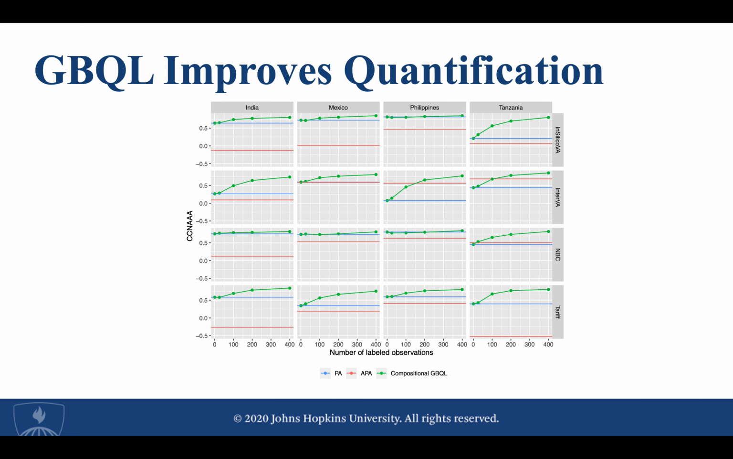We can see that as the number of individuals with labels increases, our method uniformly outperforms the other 2 methods. In addition, you can see the effect of shrinkage, with our method performing the same as the naive method when we have a low number of labeled observations.